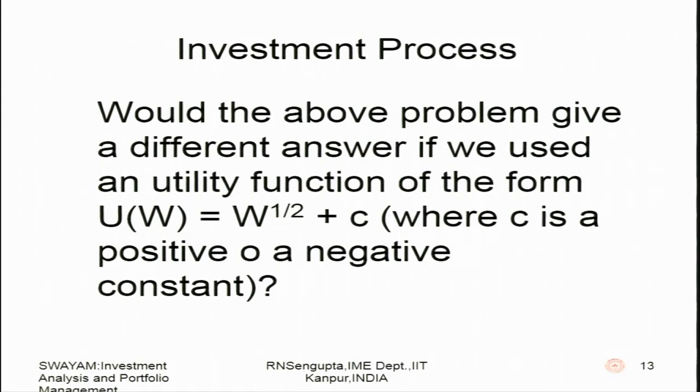So would the above problem give us a different answer if we used a utility function of the form u(w) is equal to w to the power half plus c? In many examples, you can see that when you are adding a constant, not inside w, remember, the constant is being added separately, then the ranking for the other case which you just saw would not change.